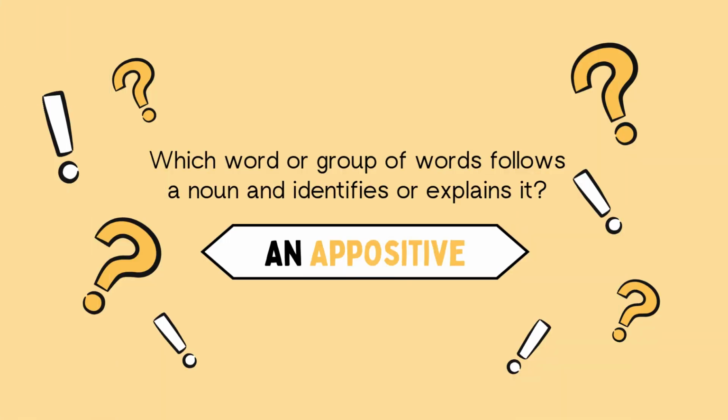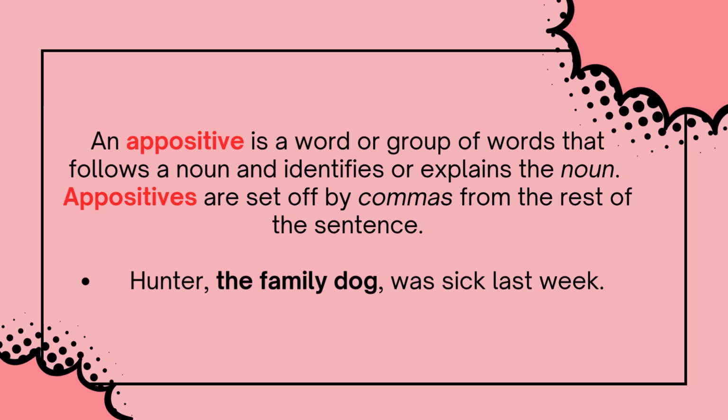Which word or group of words follows a noun and identifies or explains it? That would be an appositive. An appositive is a word or group of words that follows a noun and identifies or explains the noun. It is usually set off by commas from the rest of the sentence.